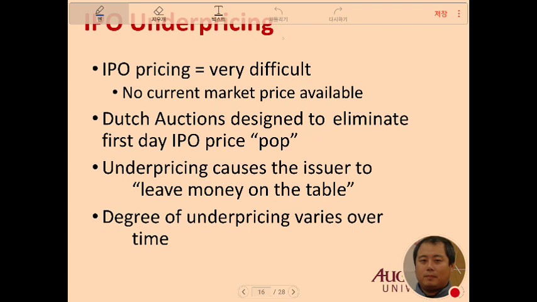IPO underpricing is a phenomenon where the price of the stock just increases at the issuance date, the first day, and this money is actually lost from the issuers and the syndicate side. So it's called leaving money on the table. The degree of underpricing varies over time, so it's very hard to find the exact amount.